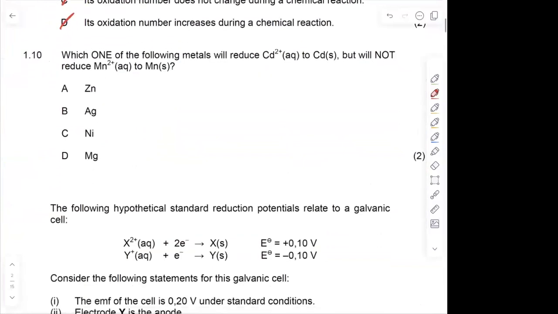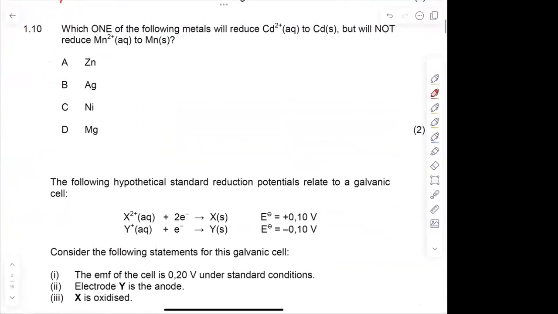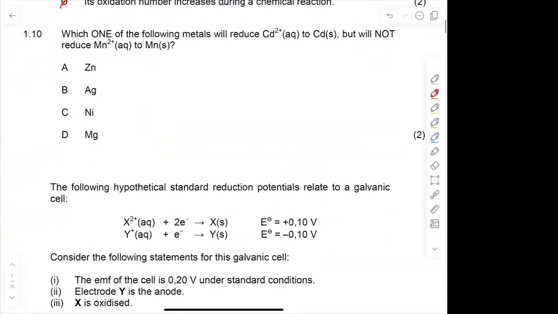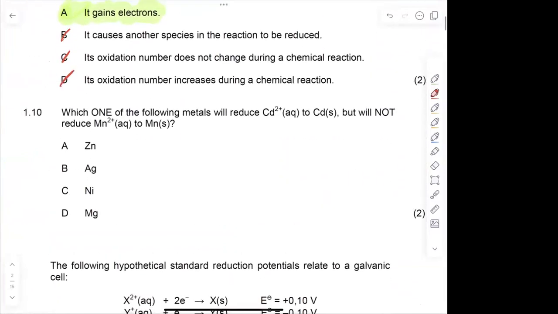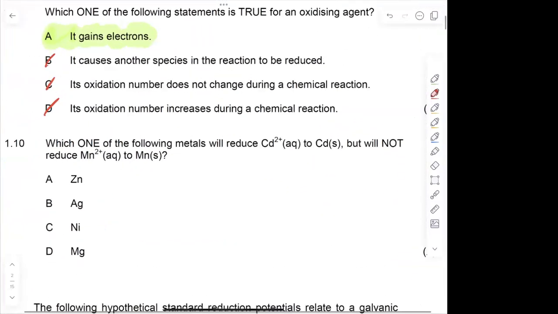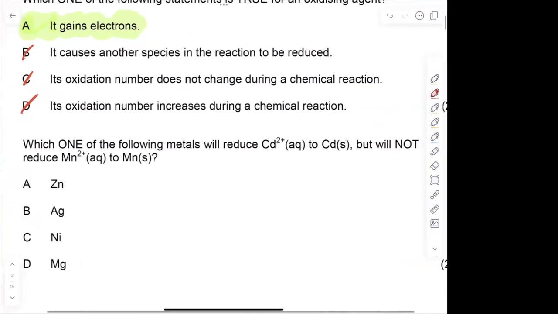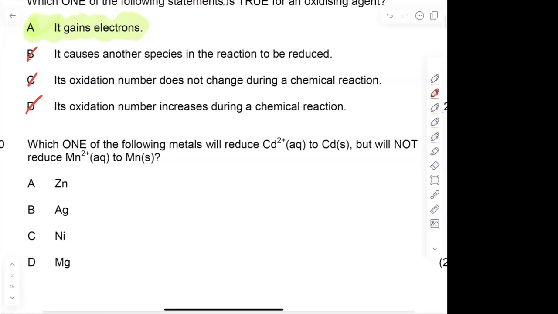So we've got 1.10. It's a bit of a longer one. I hope it will fit on the screen. Wait, sorry, 1.10 is just that one there. So 1.10 says, which one of the following metals will reduce Cd2+ to Cd, but will not reduce Mn2+ to Mn? This is where you need your table of reduction potentials.